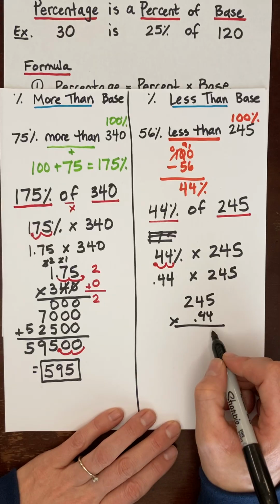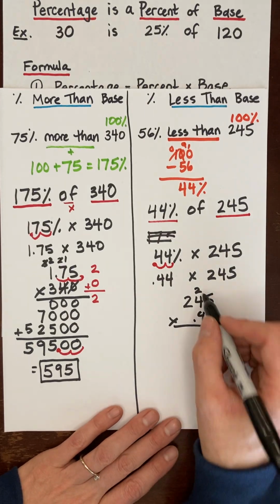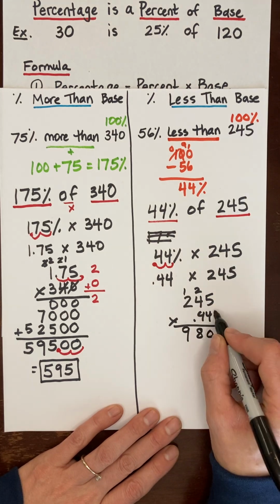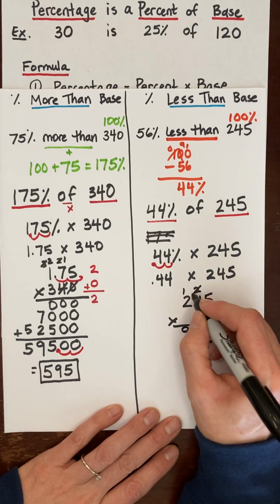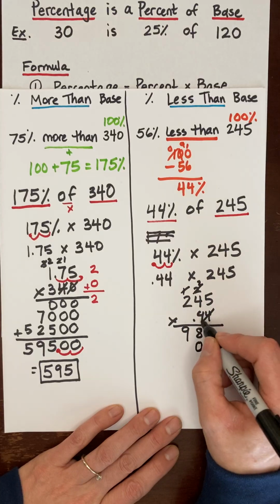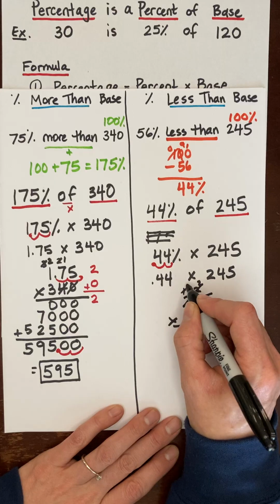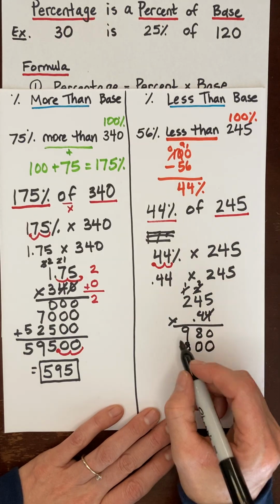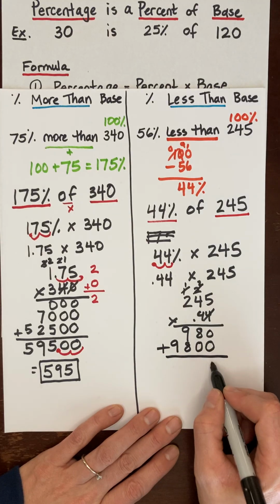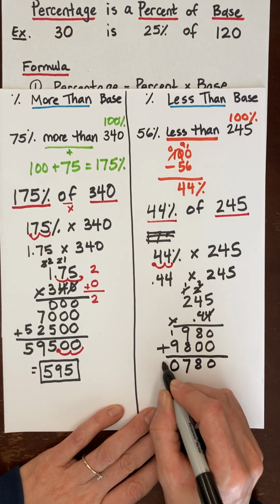5 times 4 is 20. 4 times 4 is 16 plus 2, which is 18. Carry the 1. 4 times 2 is 8 plus 1 is 9. All right, I'm going to put a leading 0 here. Cross off those, I've used them. 4 times 5 is 20, 0, carry the 2. 4 times 4 is 16, plus 2 is 18, carry the 1. And 4 times 2 is 8, plus 1 is 9. All right, let's add 0, 8, 9 and 8 is 17, 0, 1.